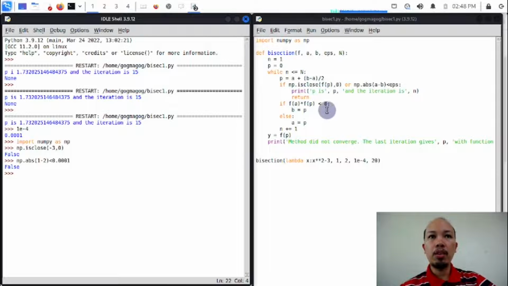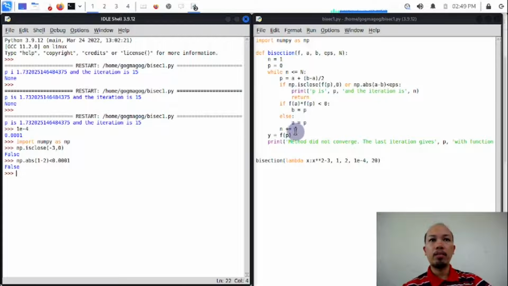Okay, so since this is false, it will move to the next command. So it will plug in f of 1, times f of, what do you call this one, p here is 1.5, right? 1 plus 2 divided by 2, 1 plus 2 minus 1, the root 2 is 1/2, so 1 plus 1/2 is 1.5, so 1.5 positive, and f of 1 is negative, so this is satisfied, so our b is equal to p, which is 1.5, and we will not go to this else statement here.